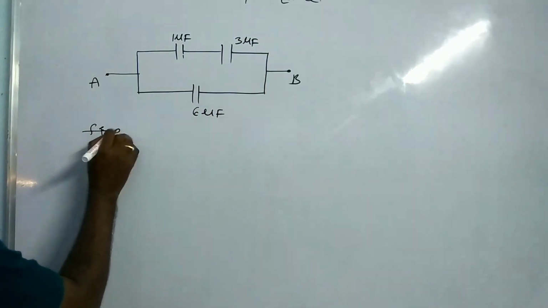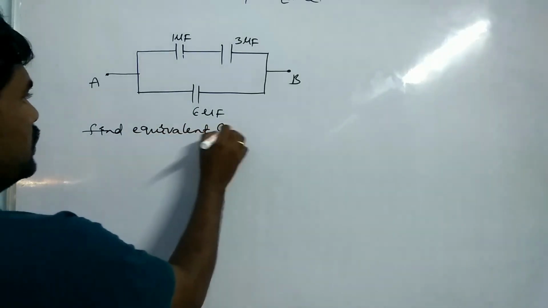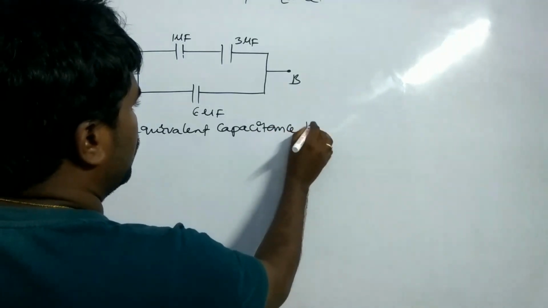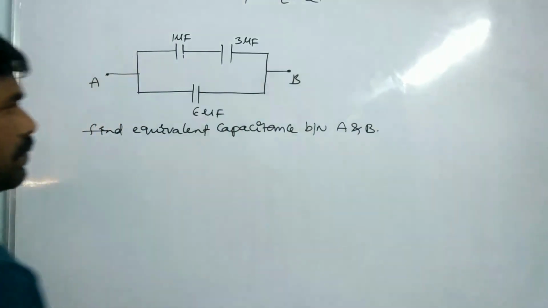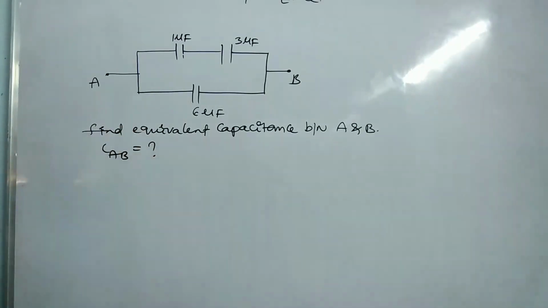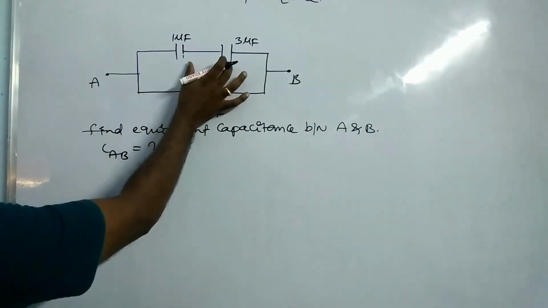Find the equivalent capacitance between A and B. So let us find C_AB, how much? Equivalent capacitance C_AB, how much? Let us see. These two capacitors are in series combination.